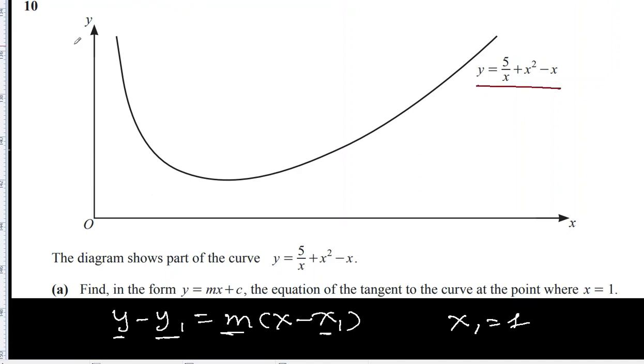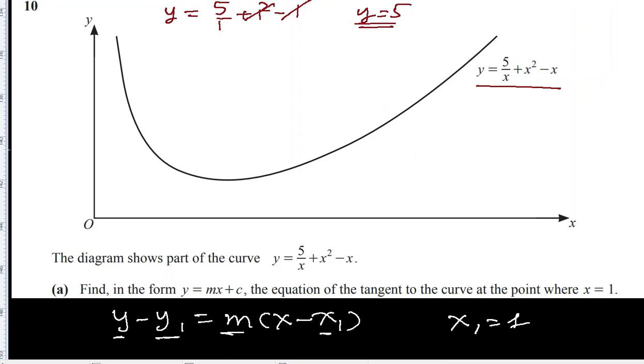So this is the equation of the graph or the curve. y equal to 5 over 1 plus 1 square minus 1. I substituted x equal to 1, so I'll get y. So this and this cancel, 1 minus 1 is 0, so y is 5. So we got y1 also. y equal to 5. What's left now?